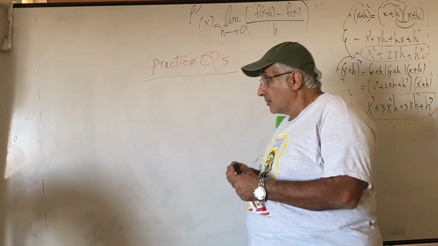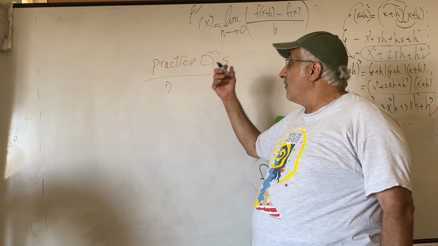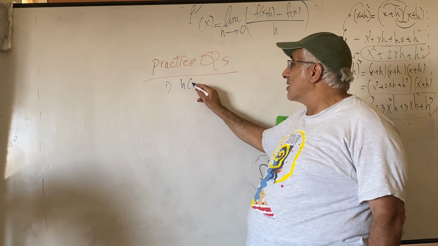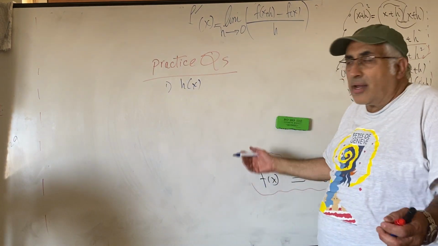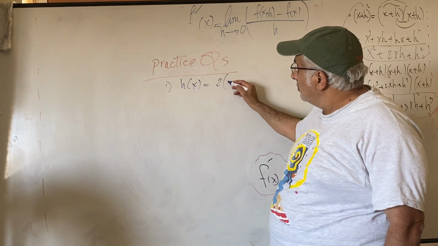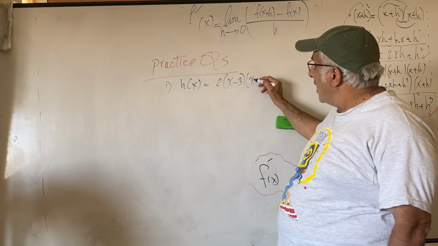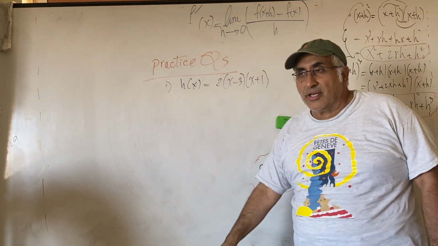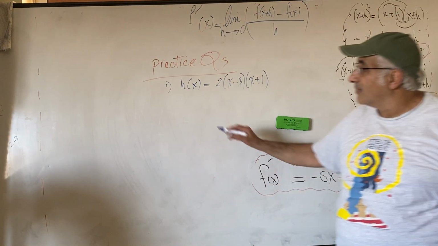First one, you have a function called, I want to call it h of x. Why should I call it f of x? I can call it anything I want. 2, x minus 3, and x plus 1. You know what you have to do. You have to expand the bracket. Number 2.